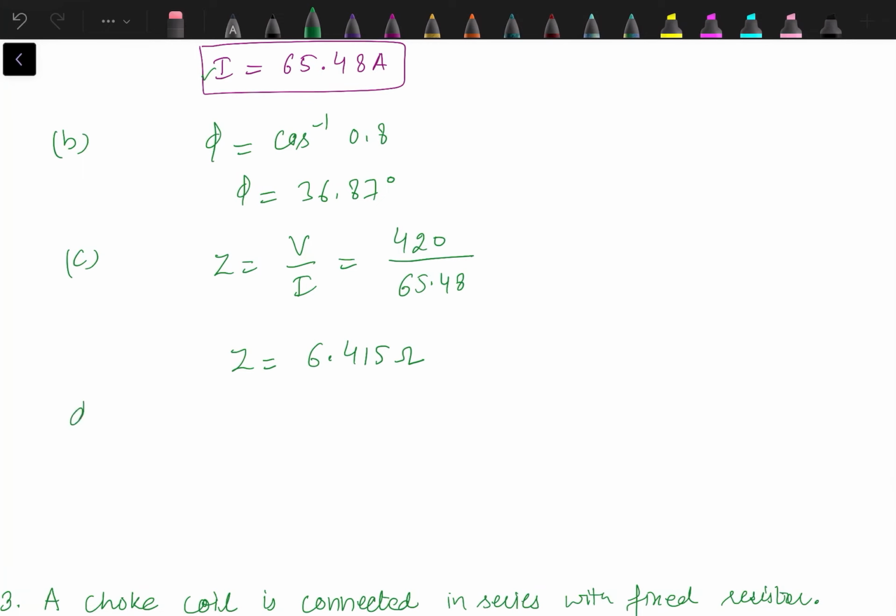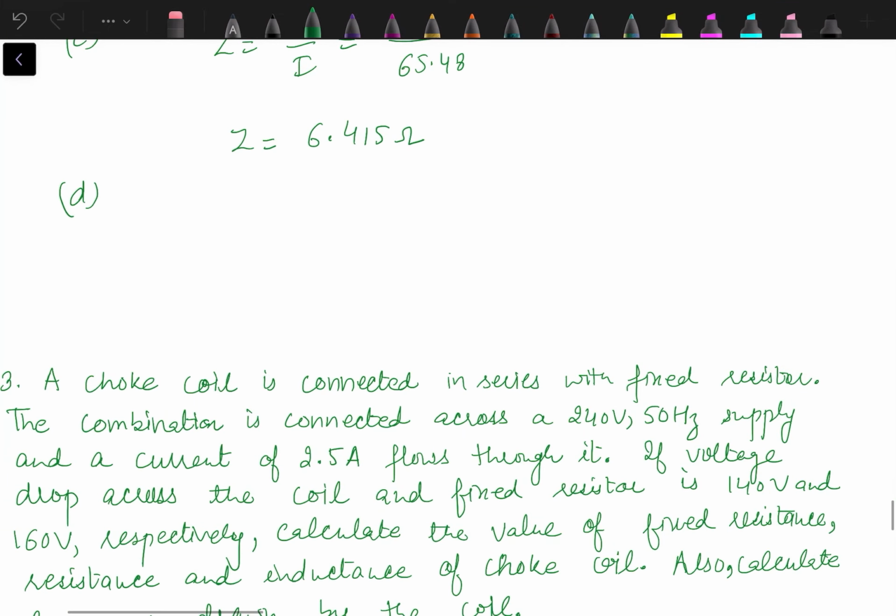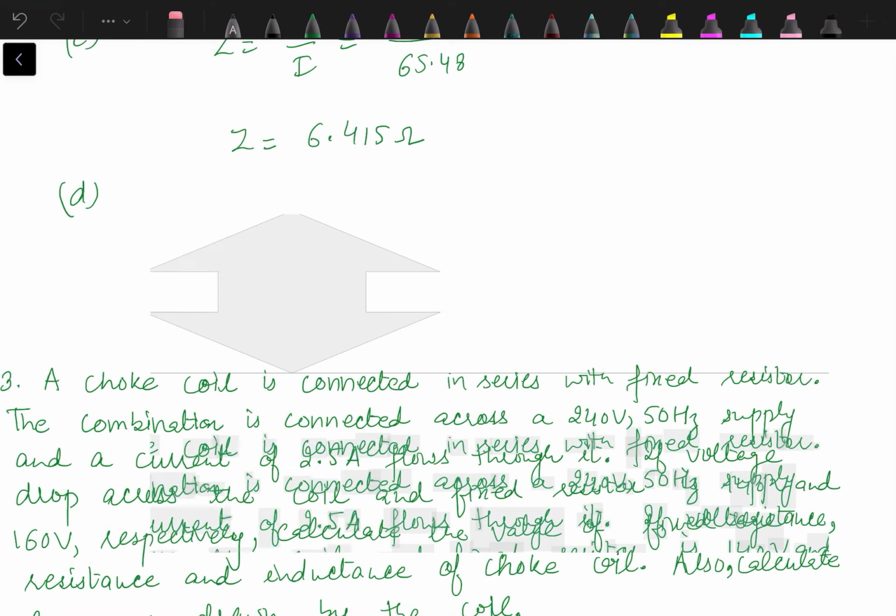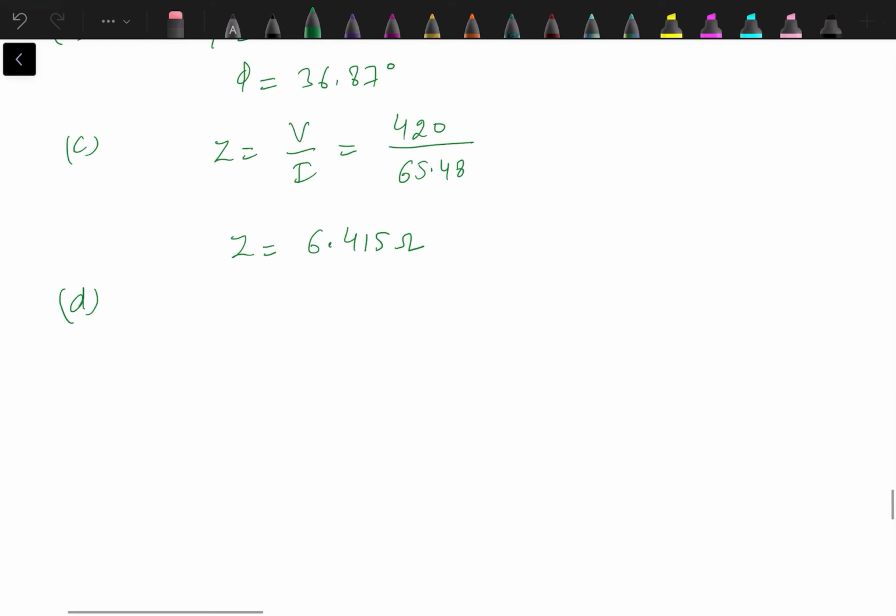The next part is resistance of the load. Now how to find out resistance? Resistance can be found by using different formulas. We have one choice, that we can calculate R as Z cos phi.